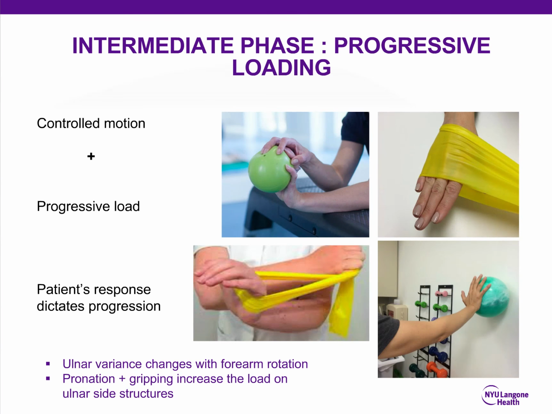In an intermediate phase, we're going to start a progressive loading. So we're going to combine controlled motion in a dart throwing motion pattern with progressive load. The patient's response is the one that is going to dictate the progression. Increased pain means that we need to take a step back. In the cases of ulnar-sided pain and a positive ulnar variance, we have to take into account that the ulnar variance changes with forearm rotation. So a combination of pronation and gripping increases the load on ulnar-sided structures. So that is important.